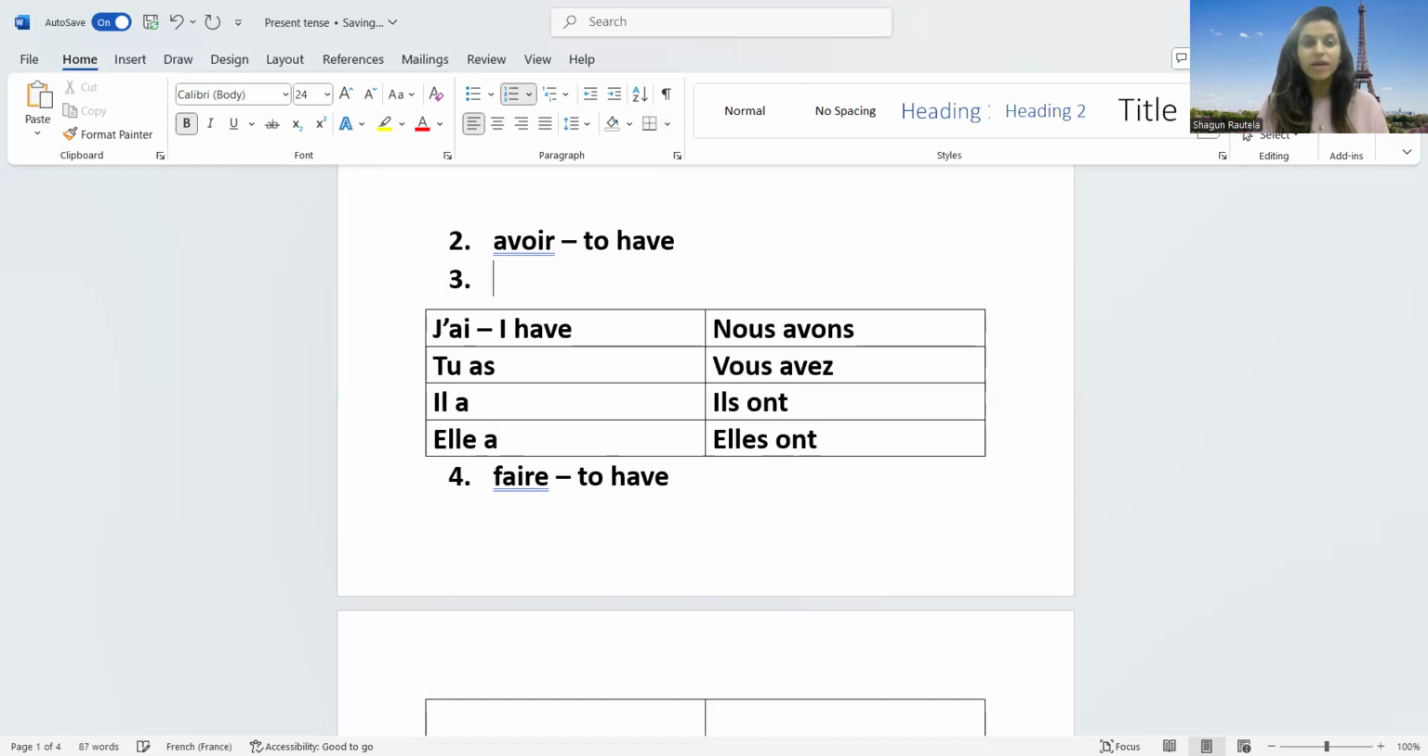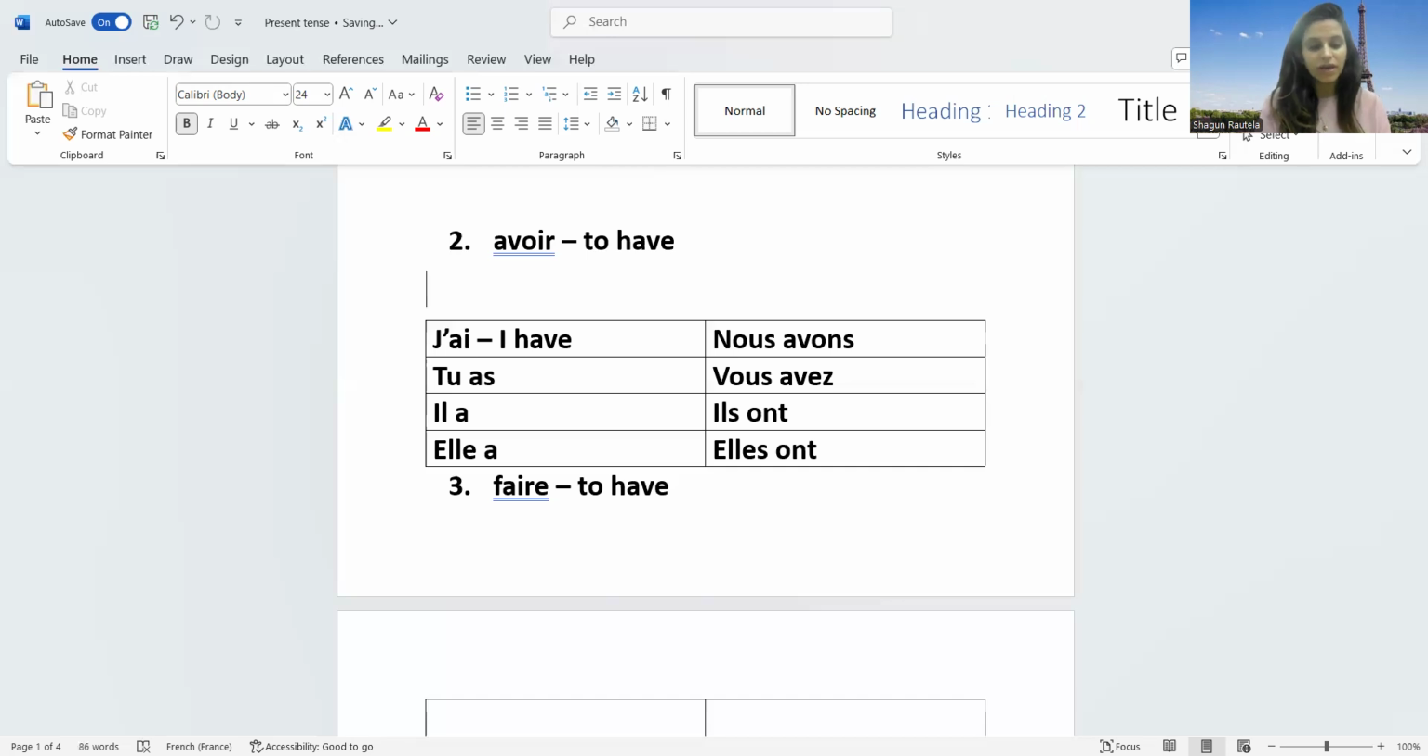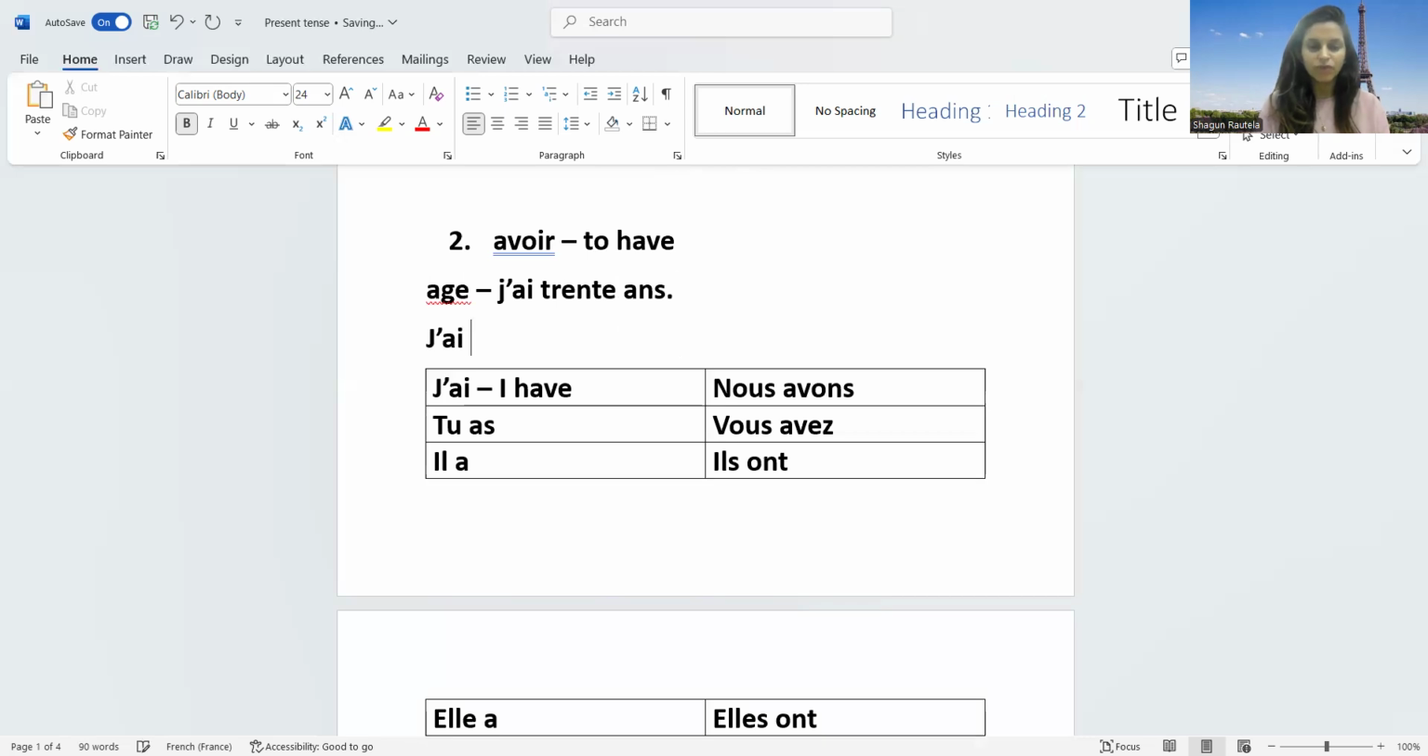Now, where do we use le verbe avoir? Le verbe avoir is used with age. Whenever you want to say your age, j'ai 30 ans. So whenever you want to say your age or you want to make a sentence with I have, j'ai 3 stylos. So I have 3 pens. Either I can use it for have or I can use it with age. So that's our second verb, le verbe avoir.